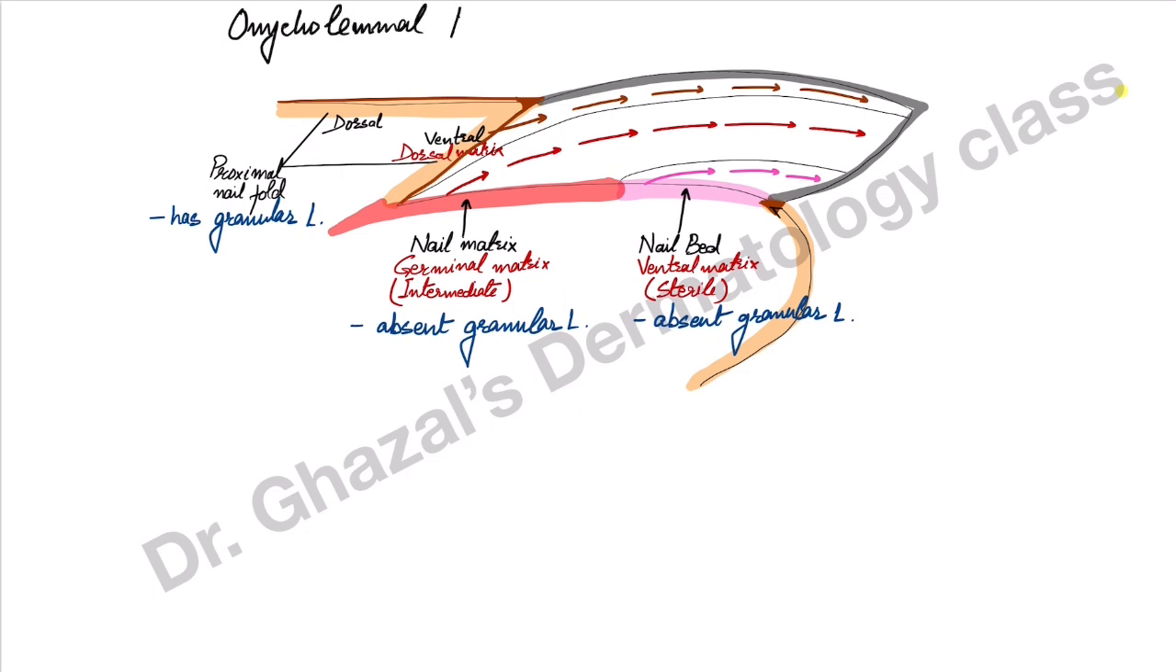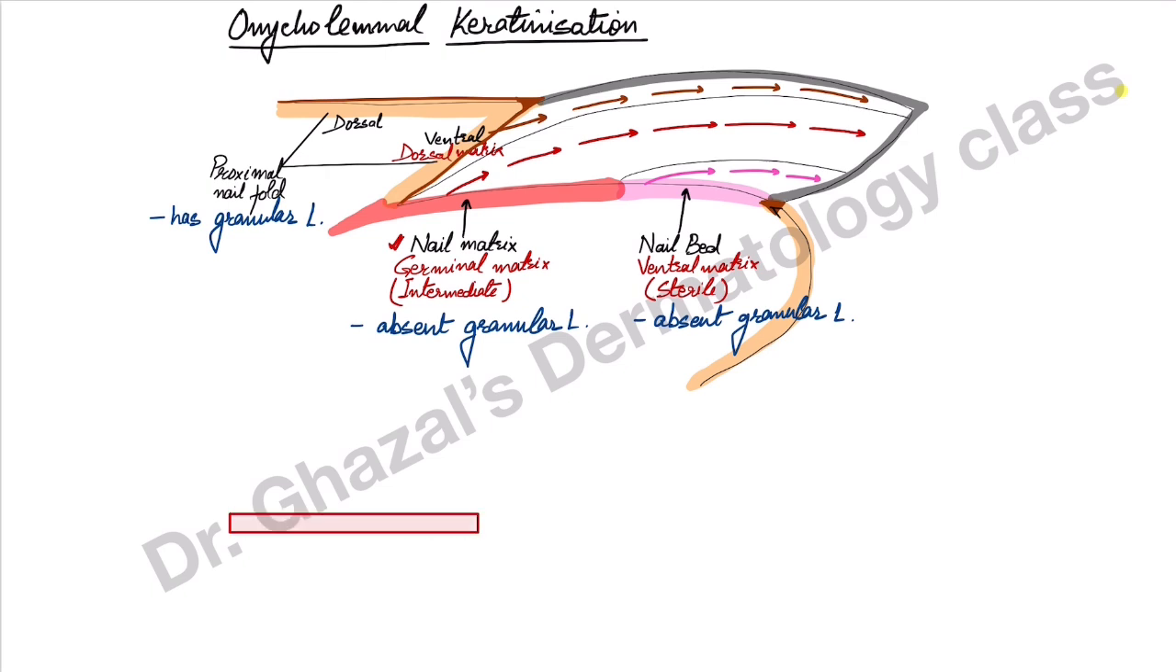Onycholemmal keratinization is a term for keratinization of nail. So we'll learn what is onycholemmal keratinization. We will concentrate on the nail matrix since this is the main matrix that produces the nail plate. So nail matrix will have a basal layer. Above the basal layer is the prekeratogenous zone. We will understand first the basic zones of the germinal matrix. Then we'll go into the details.